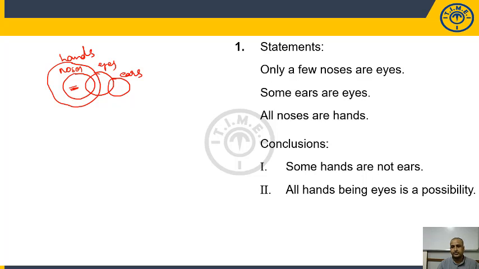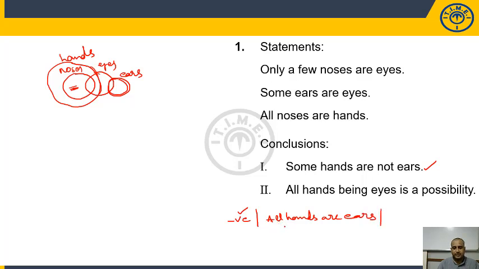Now let us look at the conclusions. Some hands are not ears. Hands are ears and the ears diagram is here. So some hands are not ears is true, but this is a negative conclusion. When the negative conclusion is true, we have to draw the alternate diagram. What is the complementary pair of this? All hands are ears. Let us check it.